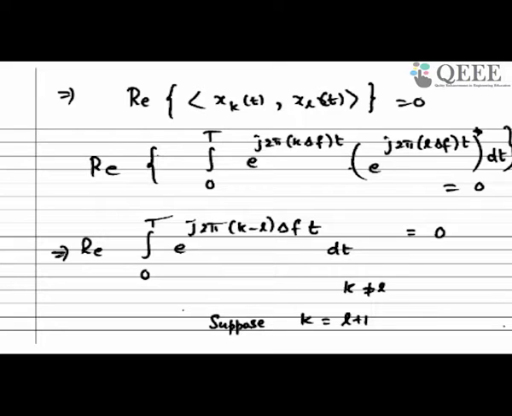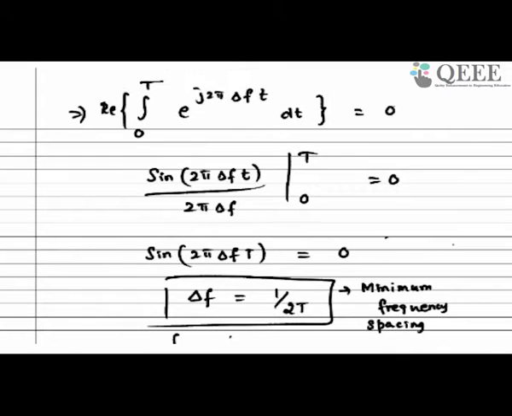You can compute this inner product between e power j 2 pi k delta f t and e power j 2 pi (k plus 1) delta f t, and then take the real part. When I take the real part, this is what I get: sin 2 pi delta f t divided by 2 pi delta f, integrated over the duration 0 to T seconds, and that should be 0.